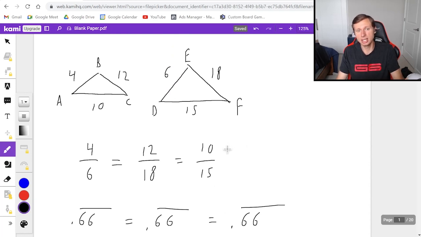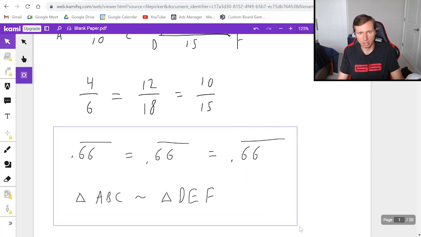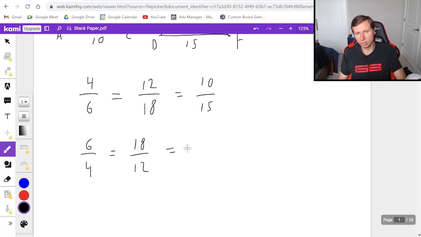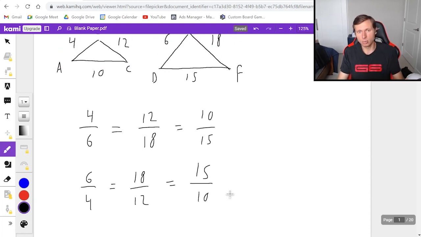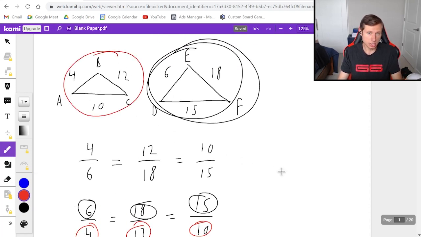Now, one thing I do want to say, let's say you did the reverse of this. Let me just create some room here. Let's say instead of the top over the bottom, what if I wanted to do the bottom over the top? In other words, 6 over 4 equals 18 over 12 equals 15 over 10. If you plug this in your calculator, you'll see this will work as well, but the thing is you have to be consistent. In other words, you'll notice all the top numbers are from my right triangle and all the bottom numbers are from my left triangle. So as long as you're consistent, you're going to be fine with similar triangles.